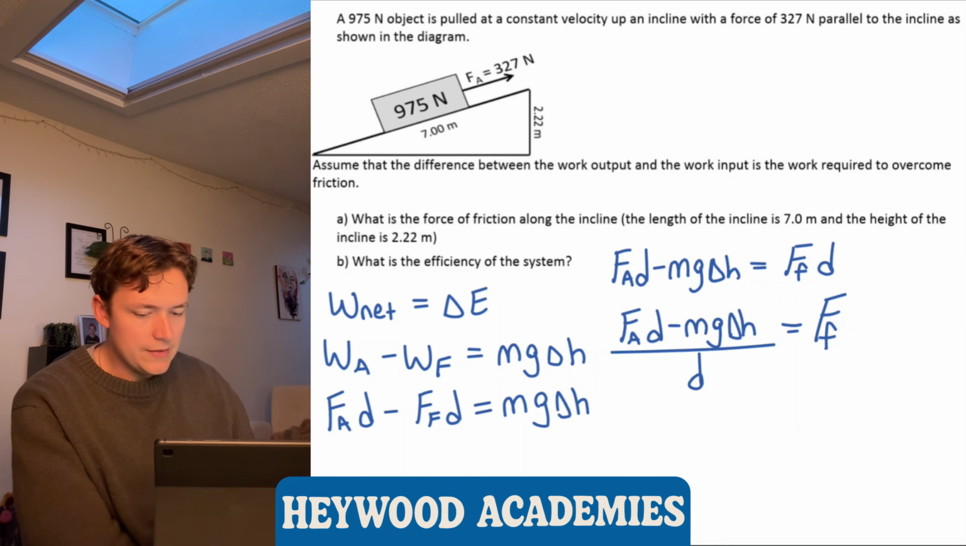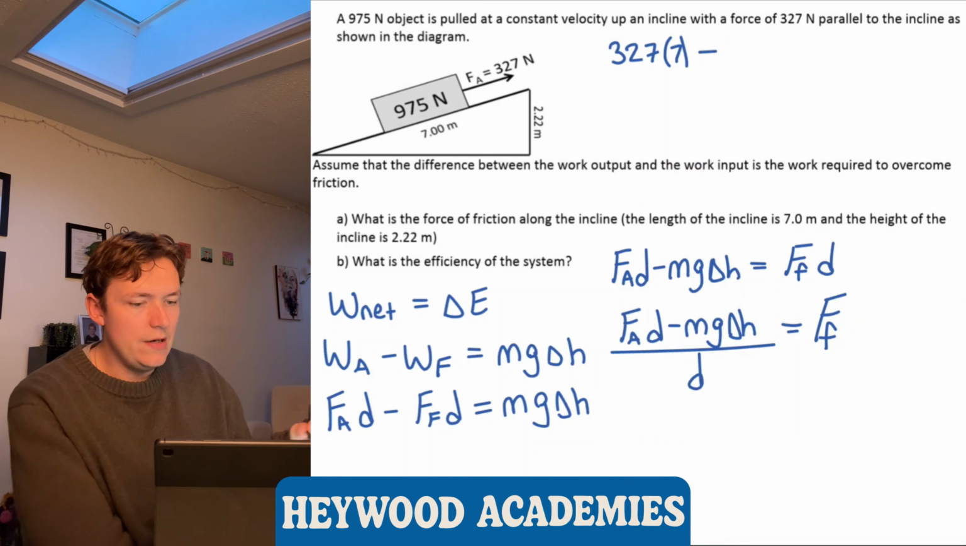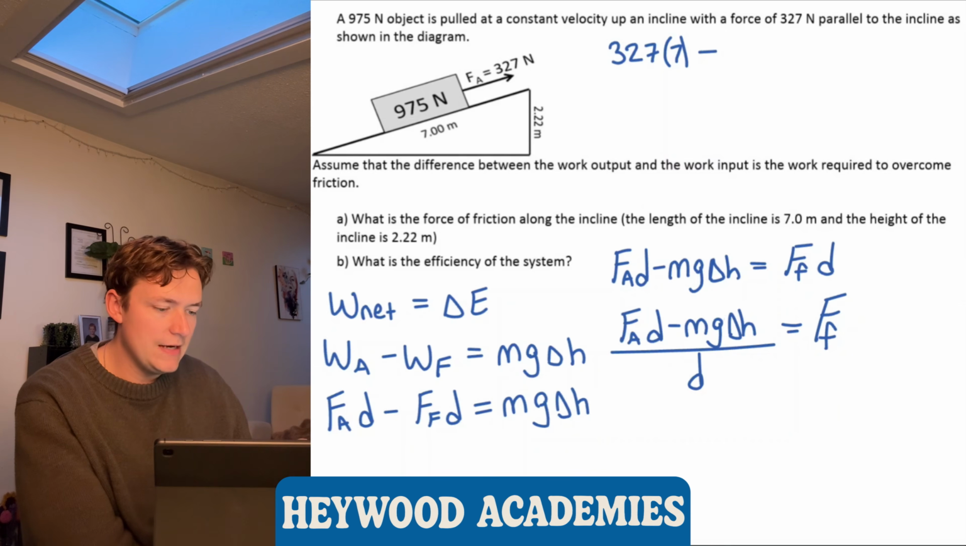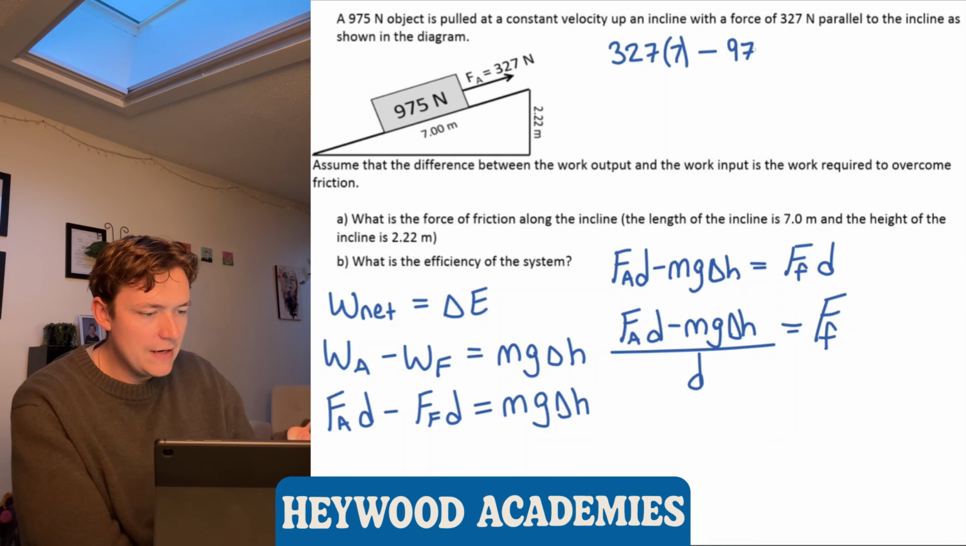Okay, now let's plug this all in. I'm going to do this up here so I get a bit more room. Applied force was 327, distance was 7. Now the mass was not given, but it's 975, so I'm going to replace m and g with 975 because that's the force of gravity. And then the height that we went up, 2.22. Divided by the distance again, which was 7.